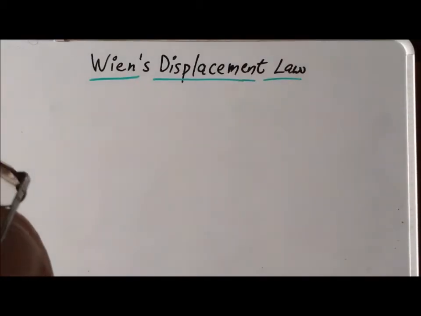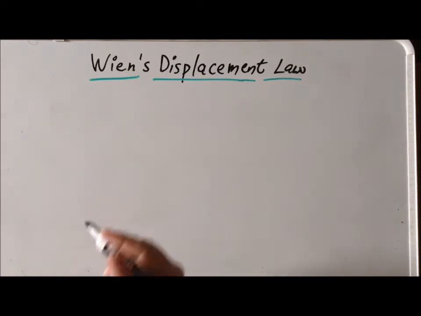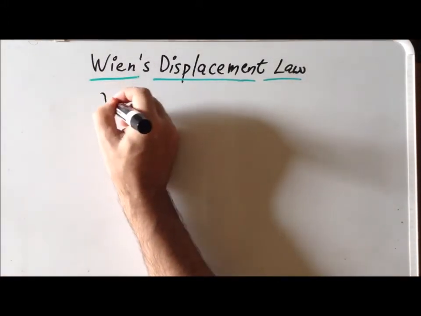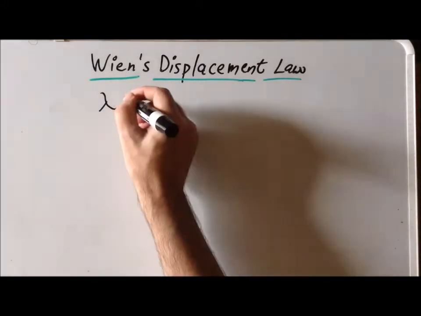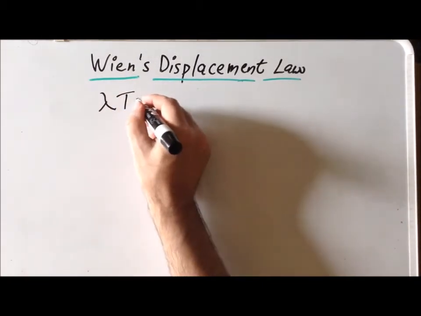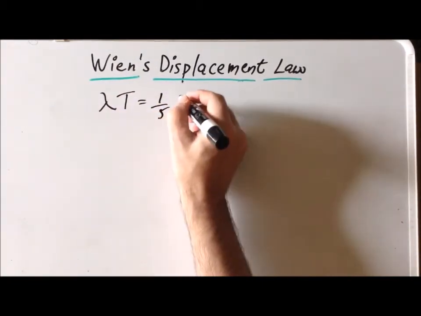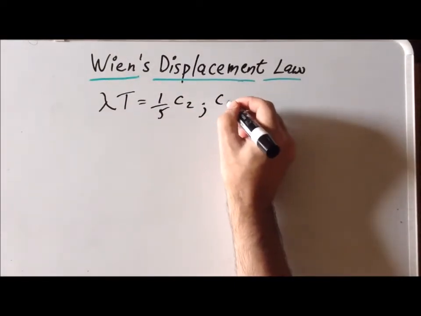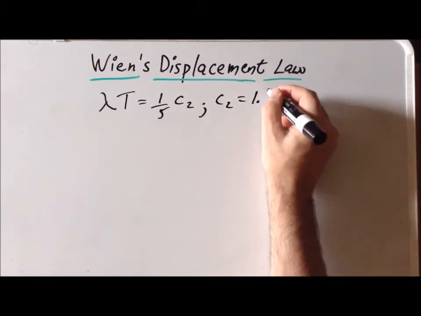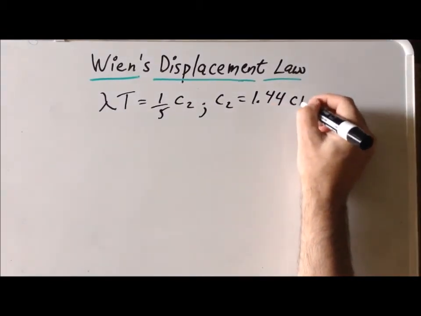Hello. In this video, we are going to perform two calculations involving Wien's displacement law. The significance of the law is that if we have a radiating black body, an object that's giving off radiation, the maximum wavelength of that radiation times the temperature will be equal to 1/5 of the C2 constant, where this C2 constant has the value of 1.44 centimeters Kelvin.